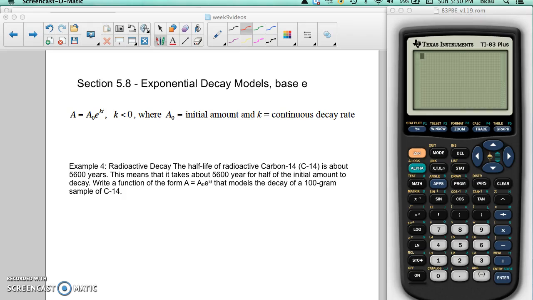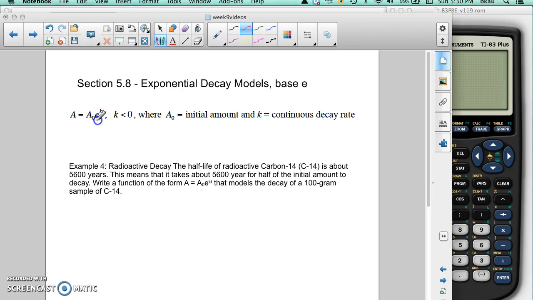Hello, and in this video we're going to finish talking about the exponential models. This one we're going to do exponential decay base e. So the model is very similar to growth, and it's the same model. This value is the same. The equation is the same for base e decay as it is growth. The only difference between the two formulas is the value of k.